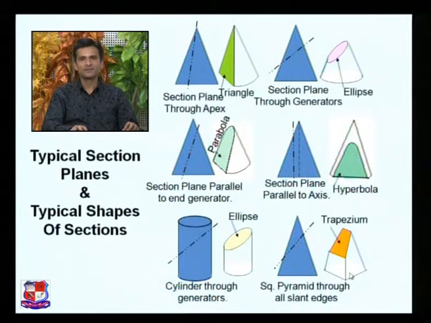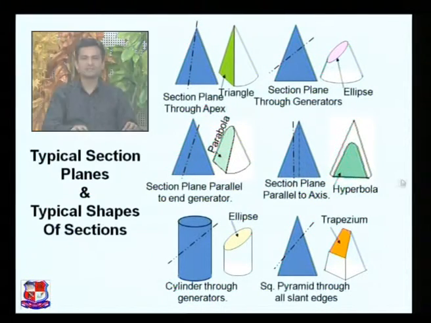The next case, for square pyramid, through all slant edges cutting plane is passing. This may be any kind of pyramid. In all the cases, if the cutting edges or the slant edges are cut by the cutting plane, appropriate shape would be there. Here trapezium is there, so if pentagon is there, then here 5 points would be there and true shape will be accordingly. So these are the few cases and typical section planes and typical shapes of the sections which is represented over here.